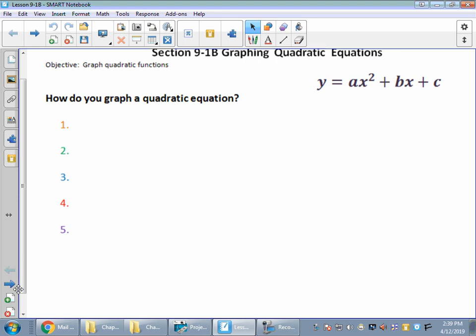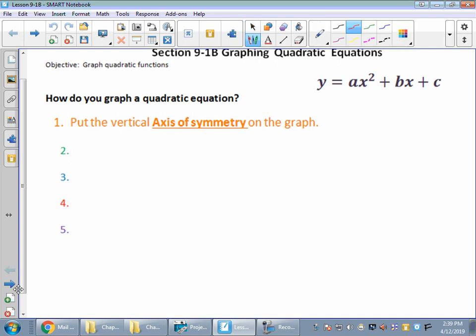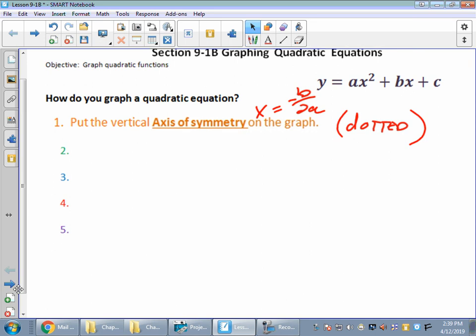That's our form of the equation. So how do you graph one? The first step is to put the vertical axis of symmetry on the graph. We know that is x equals negative b over 2a. And when we do that, let's make it a dotted line so that we can graph things over it. The axis of symmetry is going to be dotted.